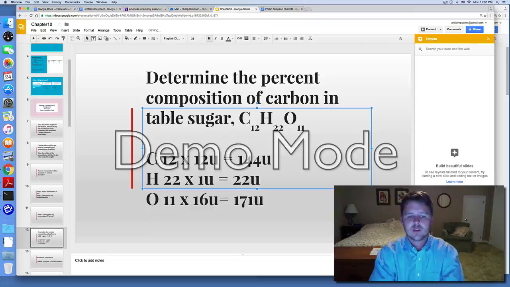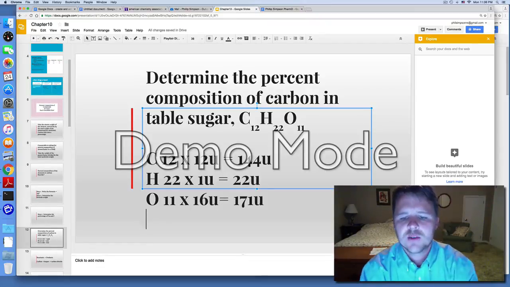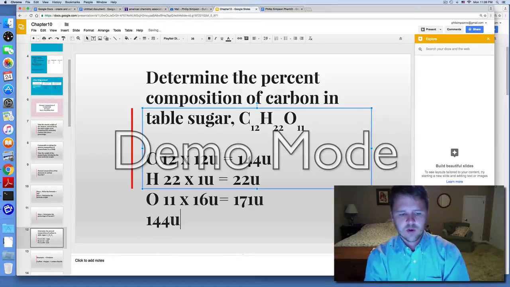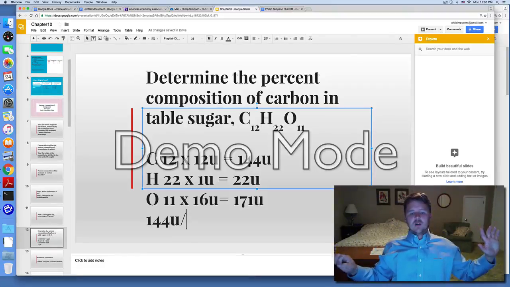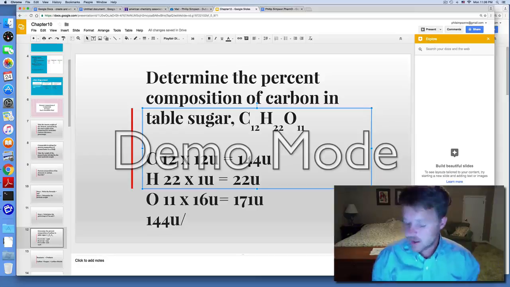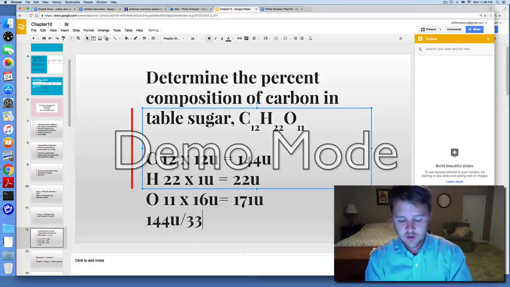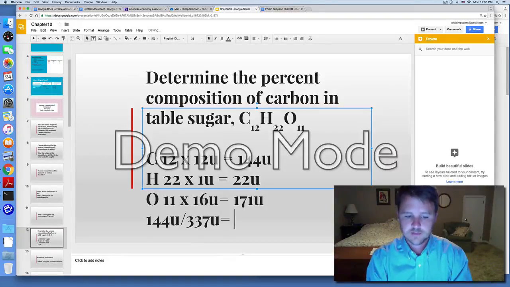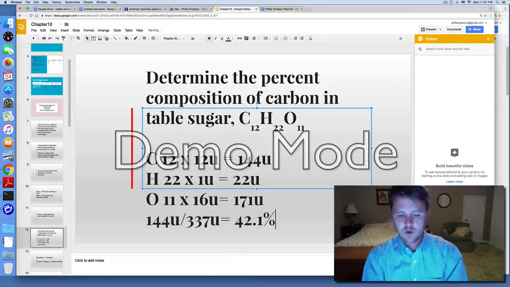So then, to take the percent composition of carbon would be 144 units divided by the total for the whole thing. Not just everything else, but everything else and carbon. So that would be 144 divided by 342, which is 42.1%.